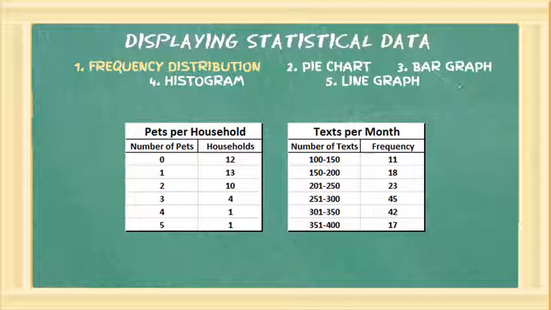And another example would be texting per month. How many text messages someone sends per month? And the lowest we found was 100. So between 100 and 150, there were 11 people. 150 to 200 was 18, and so on. So these are called frequency distributions. Okay.